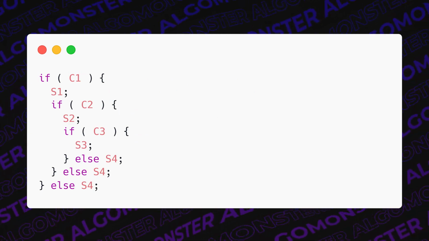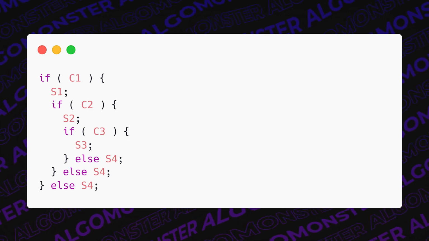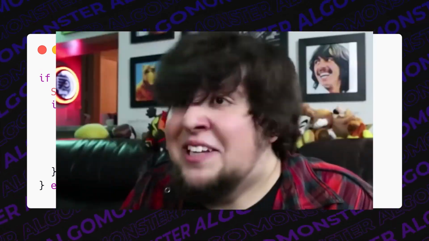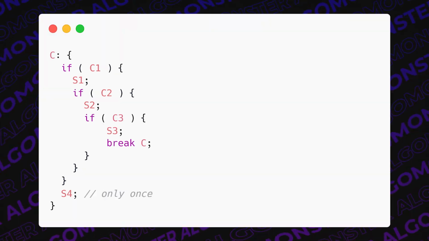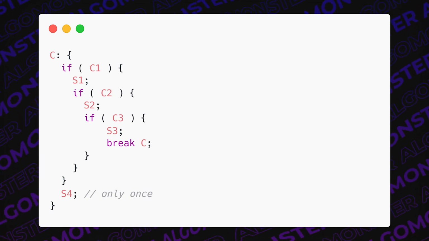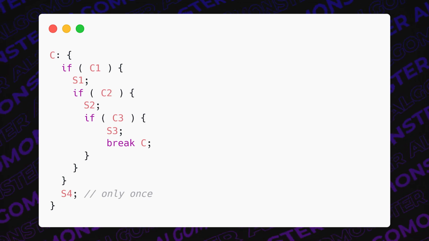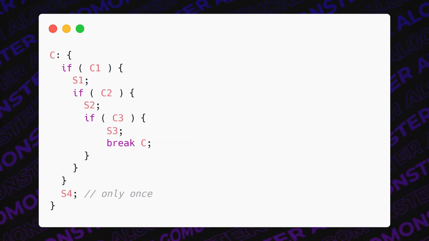Now back to the idea of code duplication. You can see in this case we have an if statement nested within an if statement nested within an if statement, and for each if statement we have an else clause that runs S4. But why do this when we could just use a label? Once all of the if statements have run successfully, we can just break out of the code block C, and then if it doesn't work, we'll end up running S4 anyway.